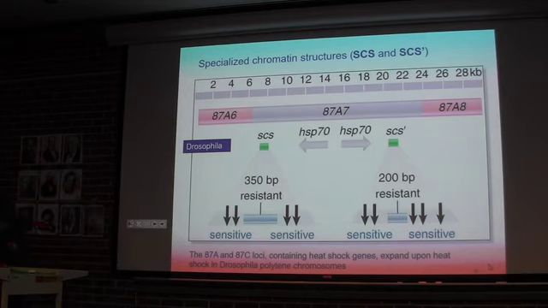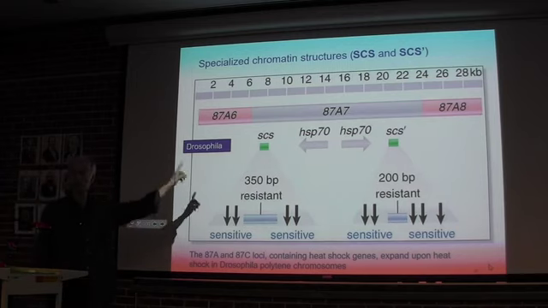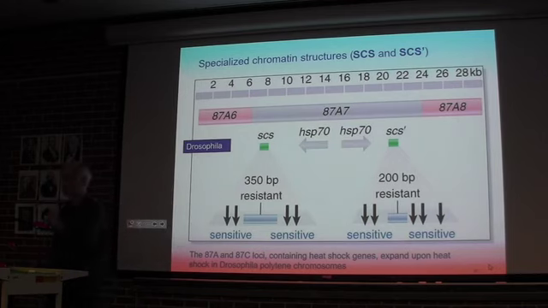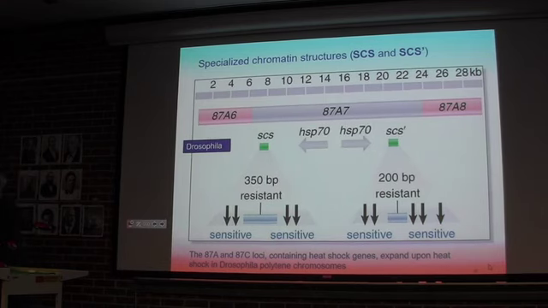87A7 puff. Why would you want to do that? Why is that a good place to put an insulator? Because these genes are really, really super transcribed. You might want to limit their influence just to that region. SCS and SCS prime.